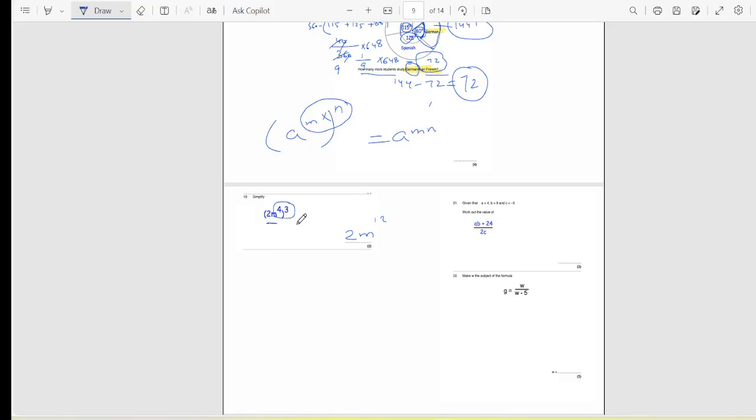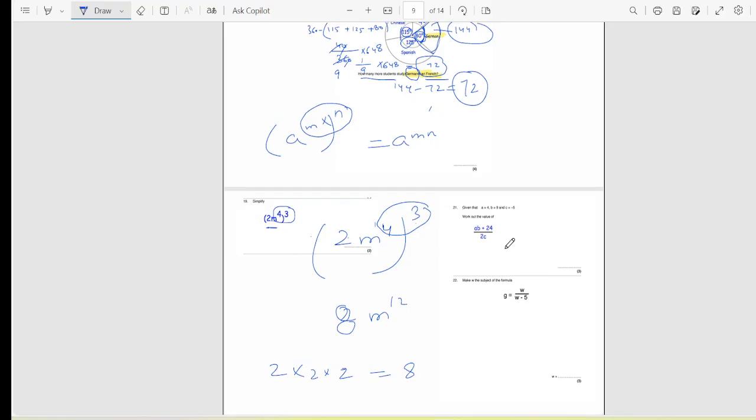Actually, there is a mistake, because there is a 2. I thought there is just 2 raised to power m, but it's 2m raised to power 4, and then the whole raised to power 3, right? So 2 raised to power 3 is 2 times 2 times 2, which would be 8, right? So that's how I get 8. And m raised to power 4 times 3, which is 12. So this should be my answer.